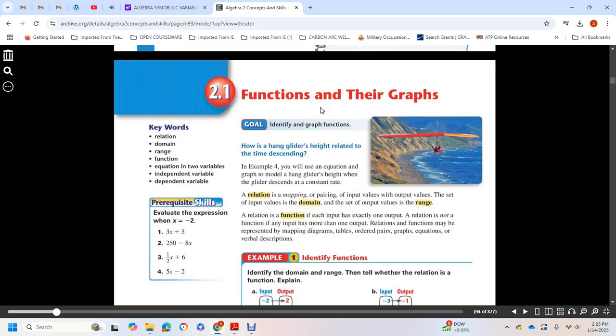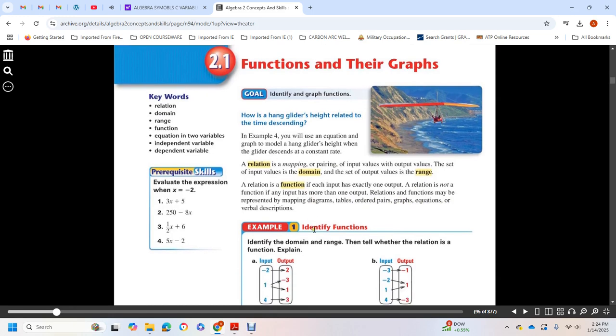The set of input values is the domain, and the set of output values is the range. A relationship is a function if each input has exactly one output. A relationship is not a function if any input has more than one output. Relations and functions may be represented in mapping diagrams, tables, ordered pairs, graphs, equations, and verbal descriptions.